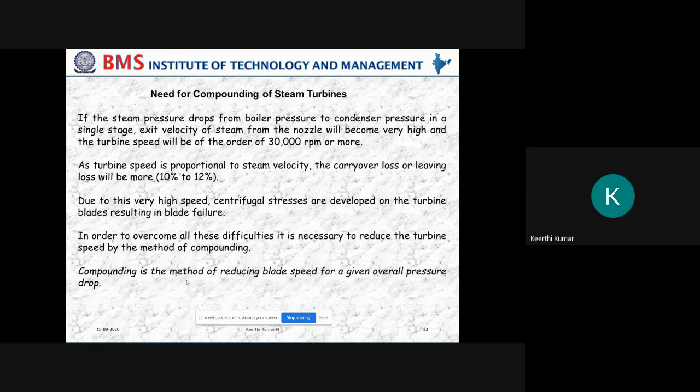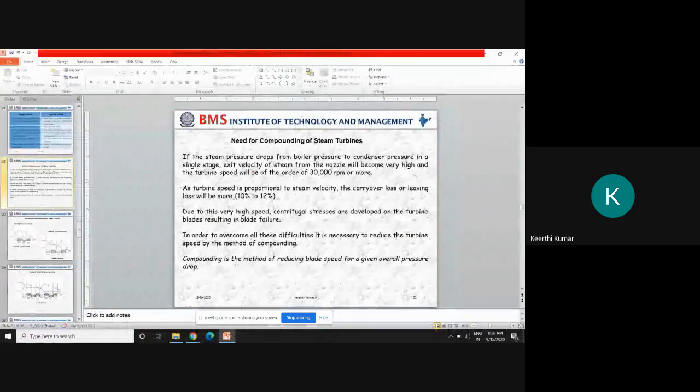Why is compounding required? Because of these points: reduce the carryover losses, reduce the speed to reduce the centrifugal stresses, and reduce the blade failure, for a given overall pressure drop. All these points are important. Next.